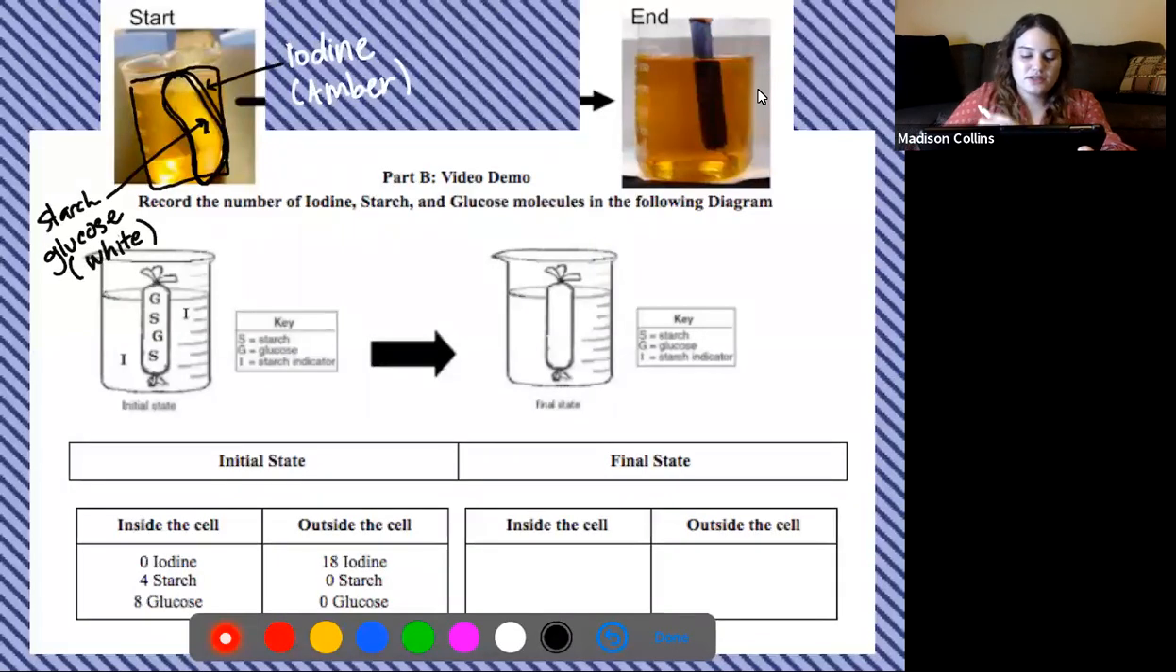Okay. Now, down here at the bottom, I've noted the specific amount of molecules that would have been found in or out of the cell. So inside the cell, there's no iodine, but I put 4 molecules of starch and 8 molecules of glucose. And outside the cell, in the solution in the beaker, I put 18 molecules of iodine, and that's it. There is no starch and no glucose in there.